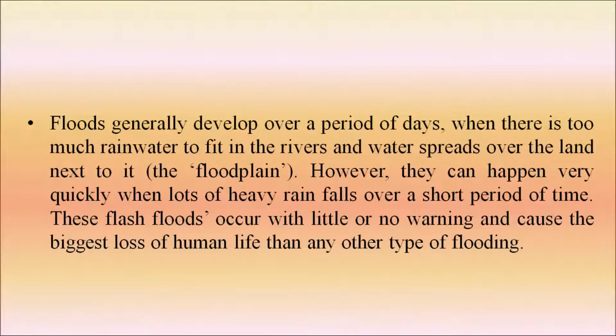In fact, floods have historically killed more people than any other form of natural disaster. Floods generally develop over a period of days when there is too much rainwater to fit into the river and water spreads over the land next to it, that is the floodplain. However, they can happen very quickly when lots of heavy rain falls over a short period of time. These flash floods occur with little or no warning and cause the biggest loss of human life than any other type of flooding.